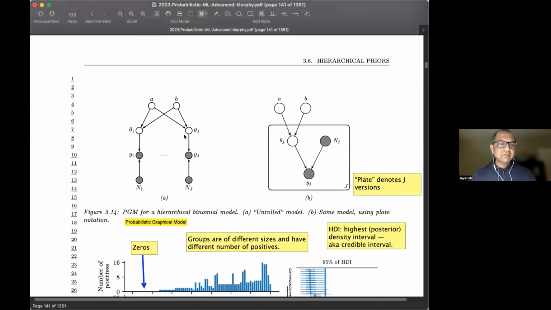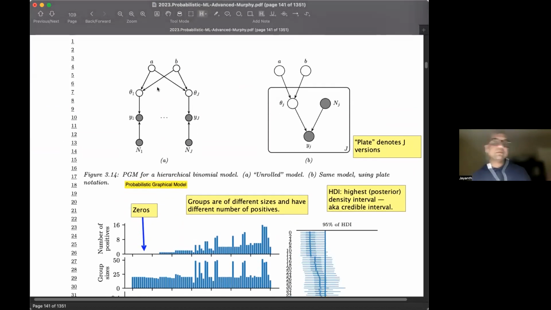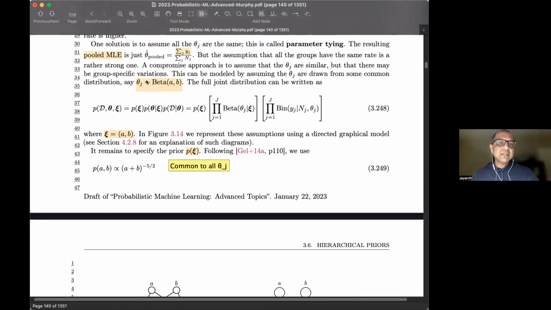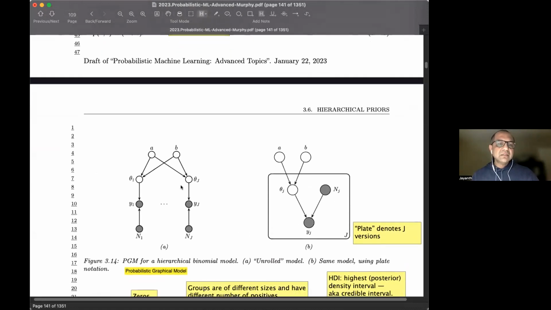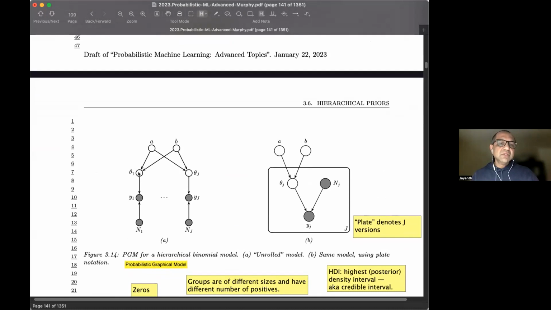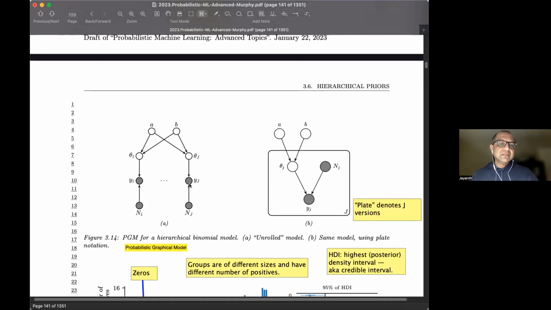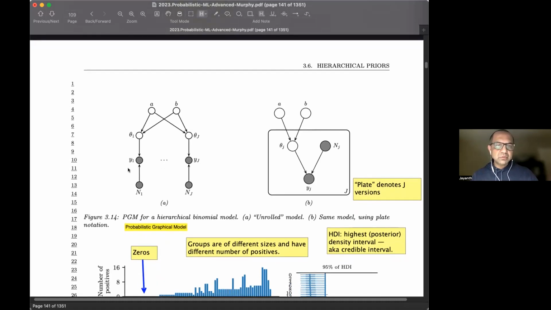Pictorially, it's represented this way. So we have A and B that are determining the beta distribution. The parameters A and B determine the individual thetas, theta 1 through theta j, which then determine the yj. Also depicted here are the sizes of each group. So n1 is the size of y1 and so on. So this is one way to depict it.